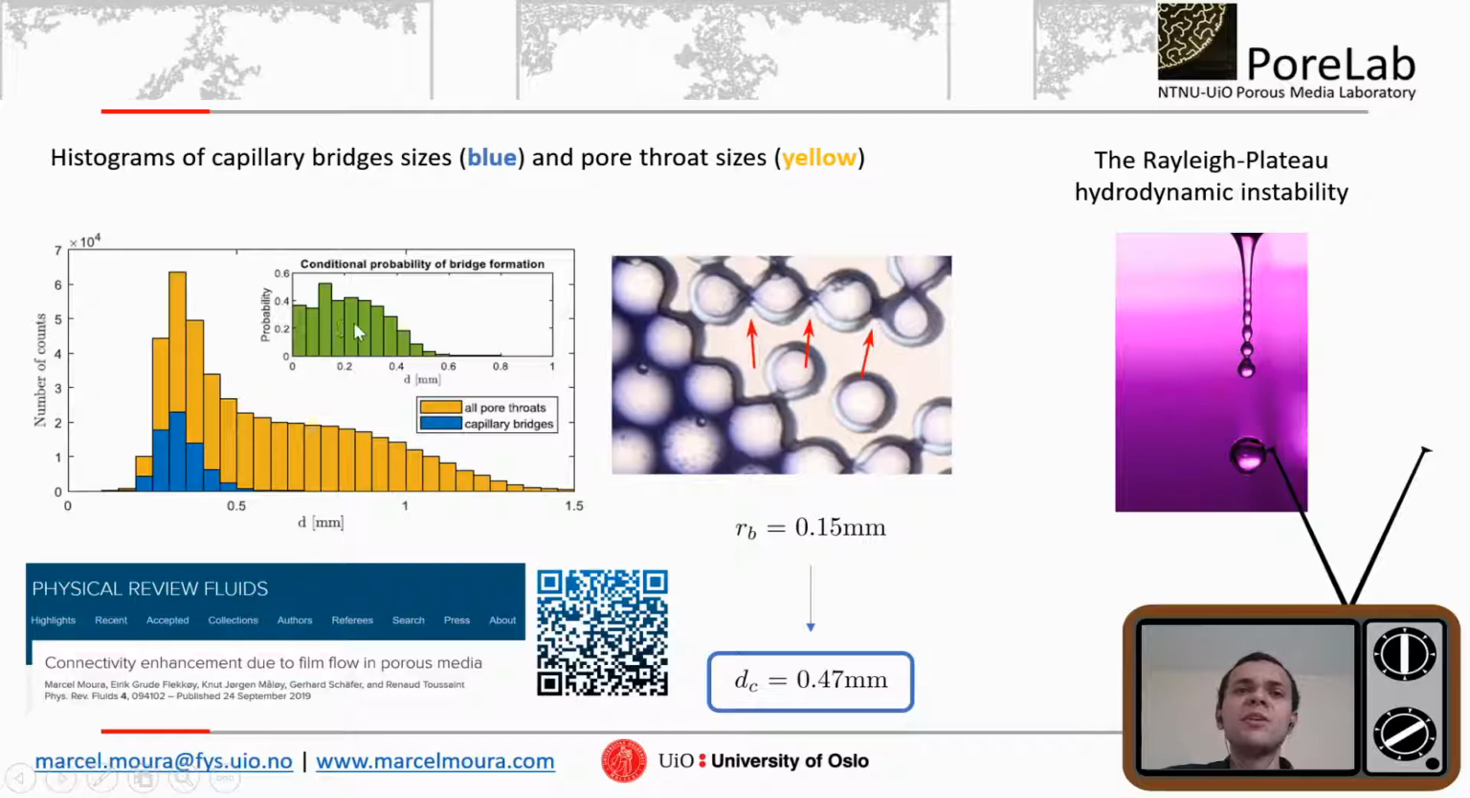We can also measure the conditional probability of bridge formation, and that's just the ratio of these two histograms. So this is just measuring that if you have a throat of a given size, what's the probability that it will hold a bridge? So it's like that. The details of all of these things, the calculation and so on, I'm not giving here, so you can find it in the paper. It's this one here.